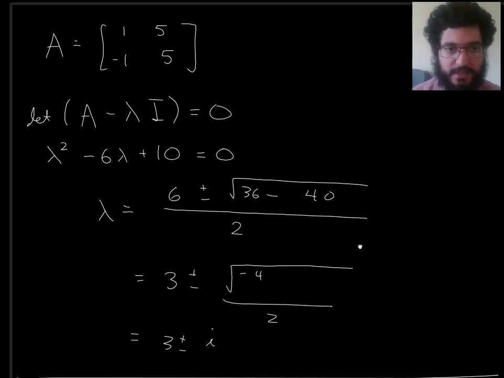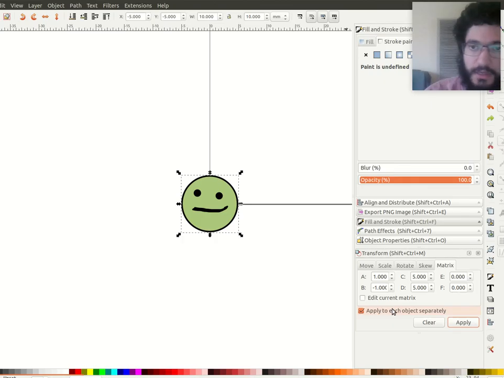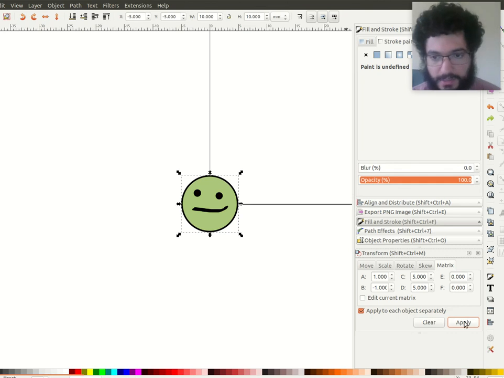Okay, so that's it for this example. But how does that help us with understanding what's going on here when we apply this to the smiley face?